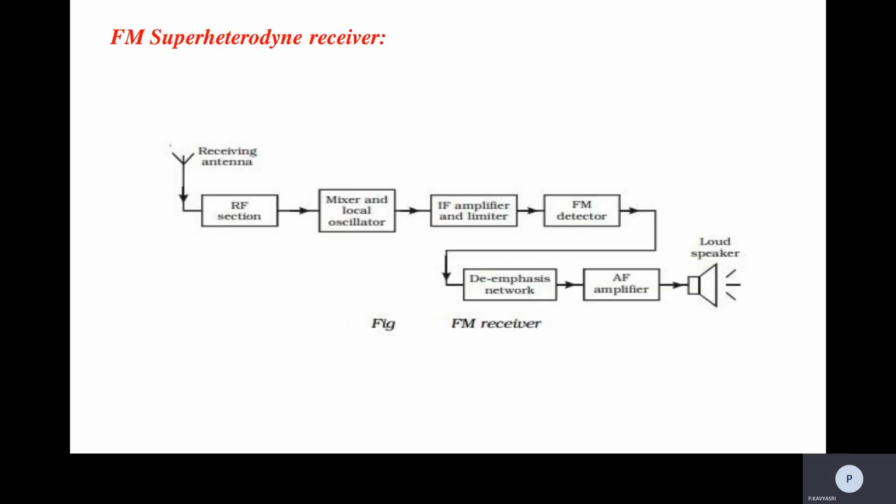Now we will see the FM superheterodyne receiver. Here we have different blocks. We'll see them one by one. First we get the signals from the receiving antenna. Then we have an RF section, then a mixer and local oscillator, and then an IF amplifier and limiter. Then followed by the FM detector, de-emphasis network, and AF amplifier. Finally, our loudspeaker. So this is the block diagram of an FM superheterodyne receiver.